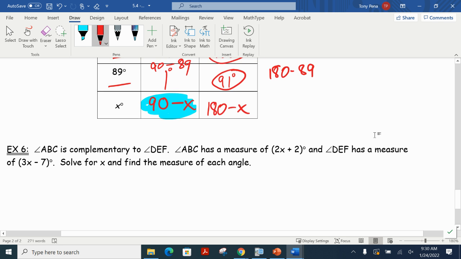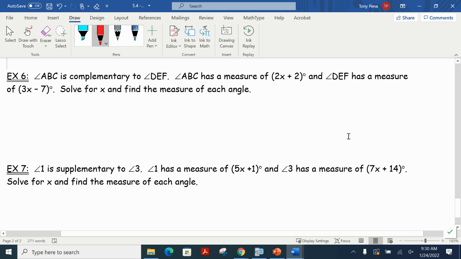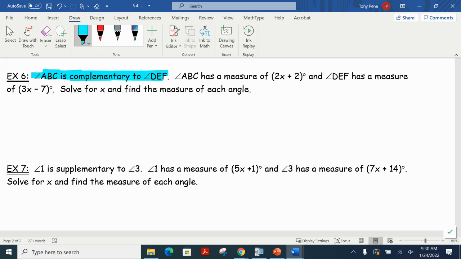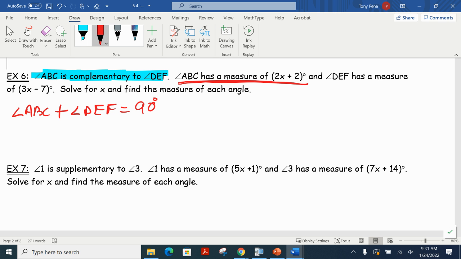Okay? All right, then real quick, definitely want to be able to do these for tonight. Little word problem. It tells you that angle ABC is complementary to angle DEF. So what that simply means is angle ABC, when we add it to angle DEF, better add up to be 90 degrees. That's what that first sentence is telling you. Then I tell you what angle ABC is. Angle ABC is 2x plus 2. So instead of writing angle ABC, that really is 2x plus 2.